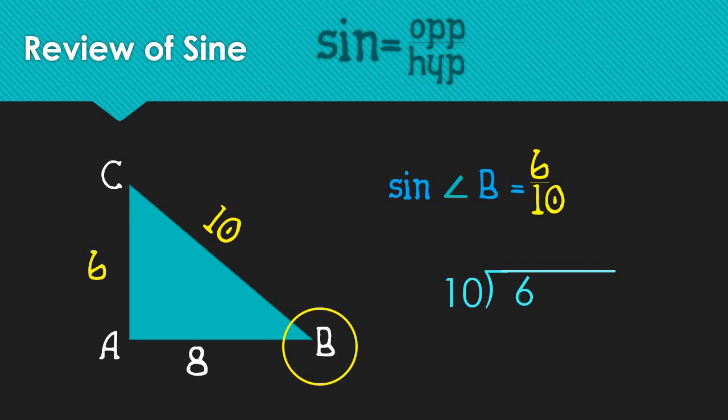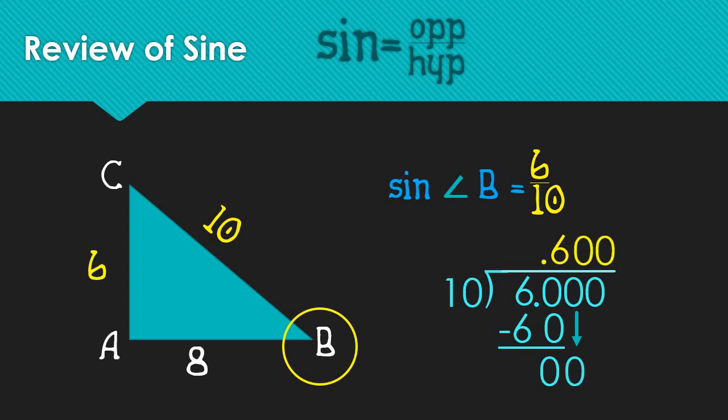The number on the outside is the number at the bottom of the fraction. So 6 divided by 10. We need to add some decimals because we always round a sine answer to the nearest thousandth. So we have 0.6 because 10 goes into 60 6 times. We do the rest of our math, and of course we're going to come up with 0. So our sine of angle B is 0.600. So that's a review of sine.